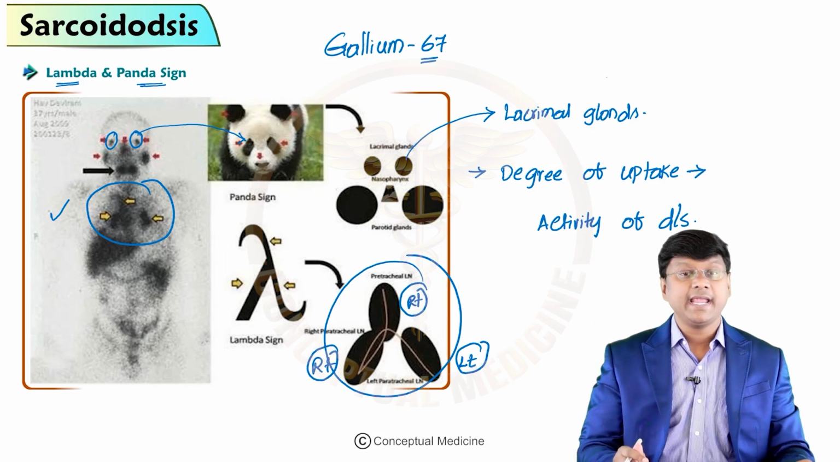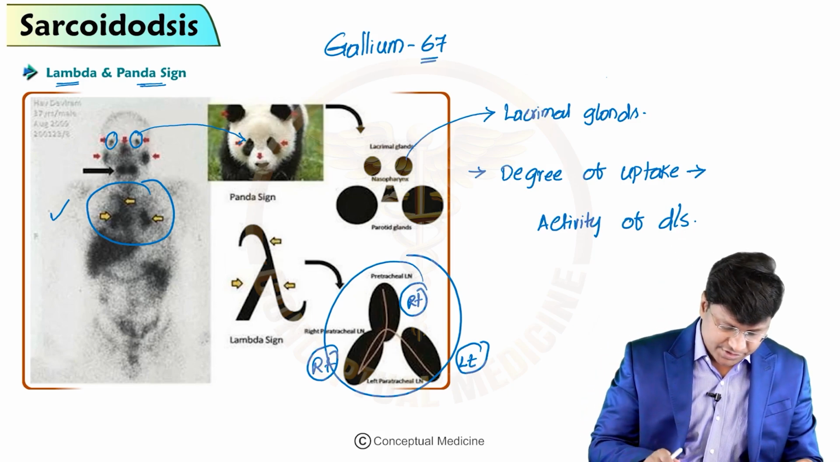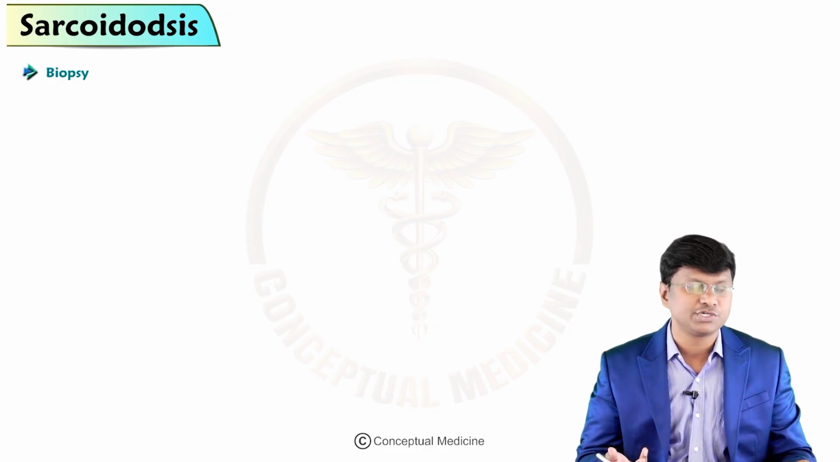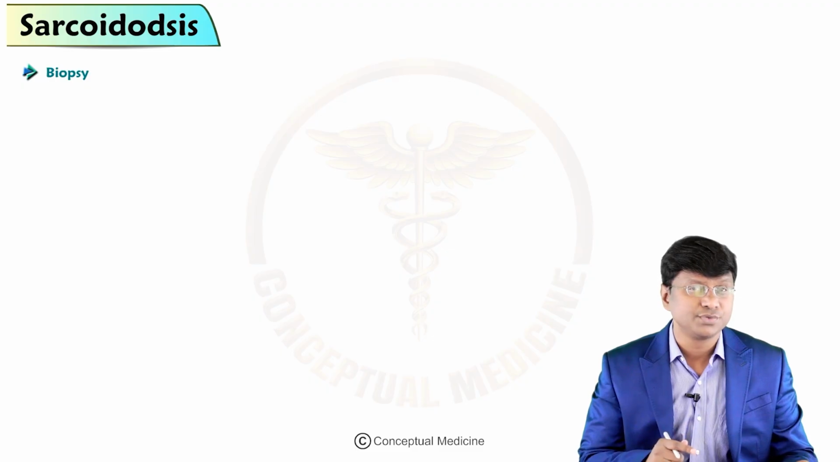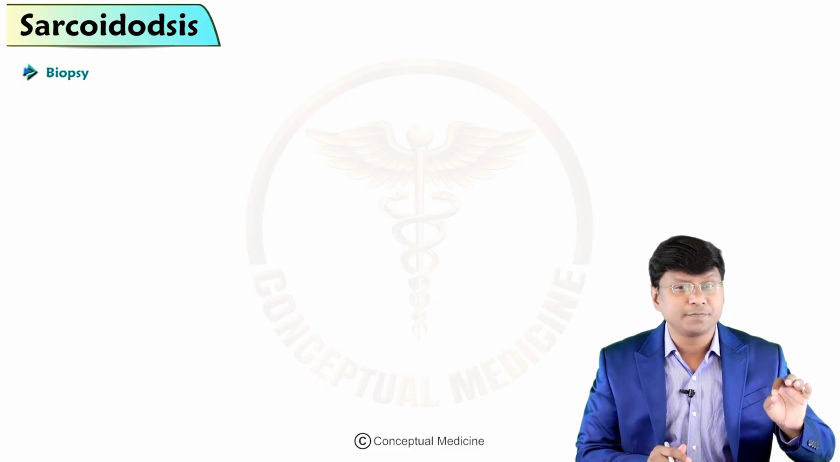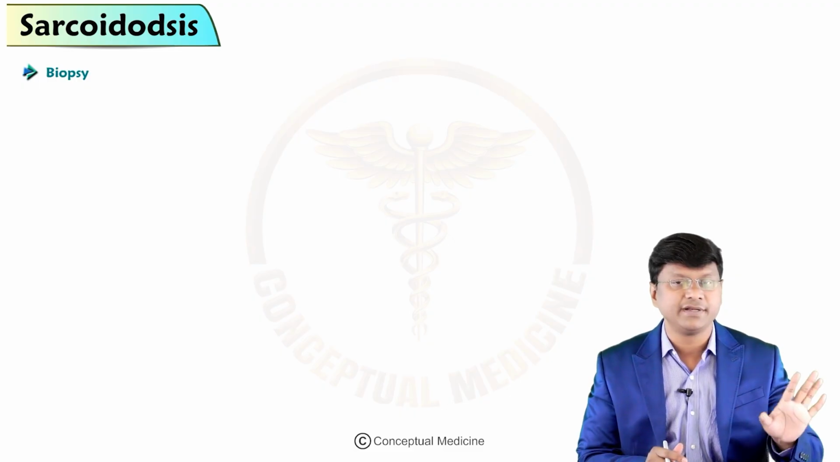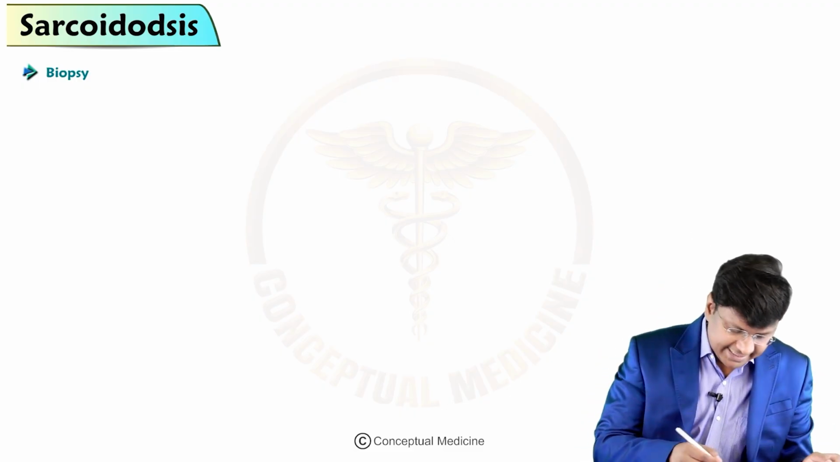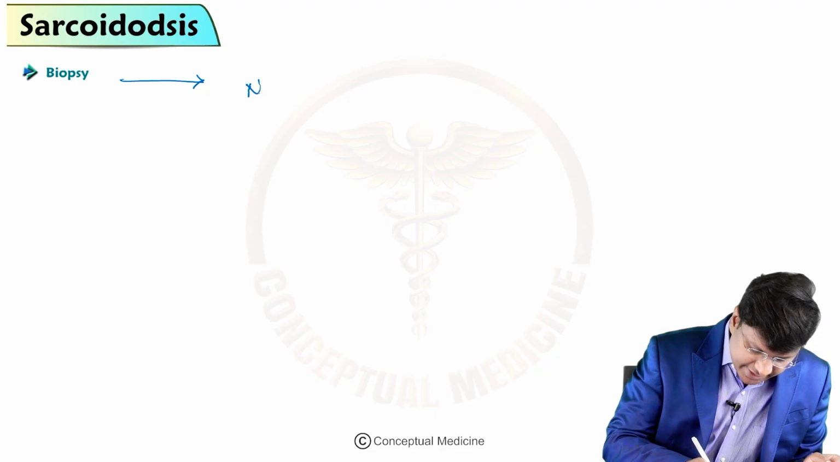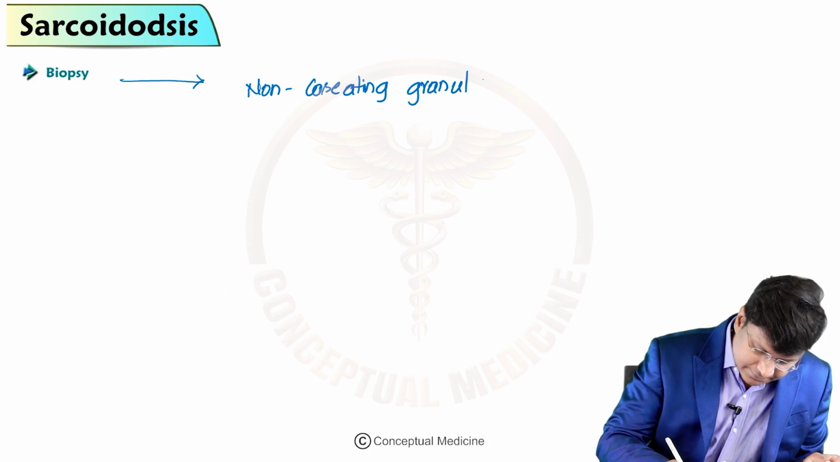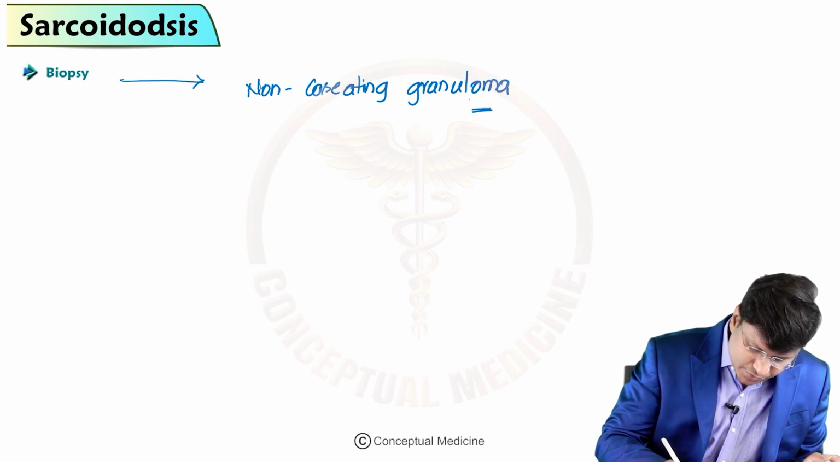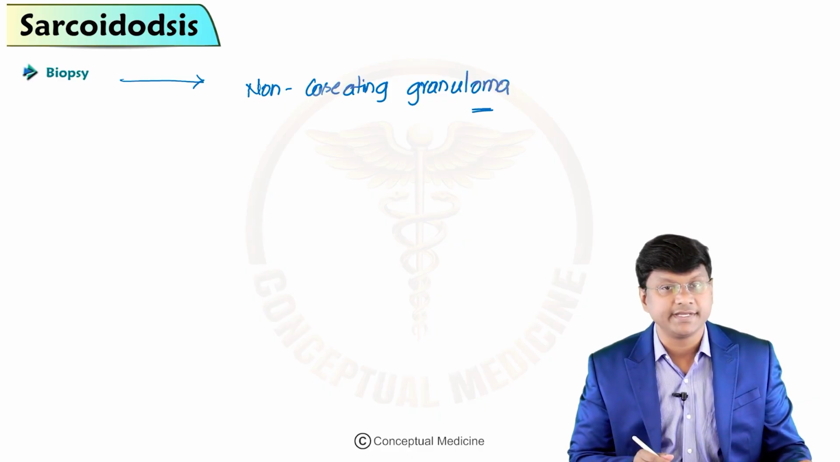Next, another important investigation is biopsy. Definitely the investigation of choice will be your biopsy. Now, what does this particular biopsy show you? Biopsy is mandatory to make a definitive diagnosis of sarcoidosis, and that will show you the presence of the characteristic non-caseating granuloma.